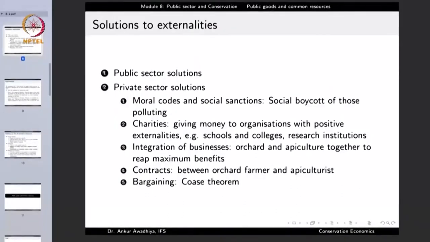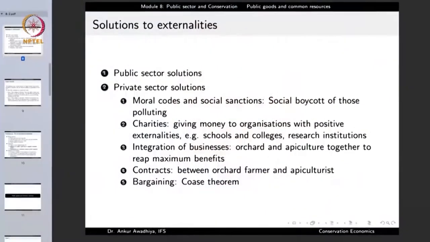So this is another way in which the government is not needed, but if people in a society find that research institutions are good for the society, because they are going to increase the efficiency, they are going to lead to better healthcare, better education, in that case, they can themselves provide certain amount of money to these institutions. Integration of businesses such as orchard and apiculture together to reap maximum benefits, contracts and bargaining. So these are all different solutions to externalities.